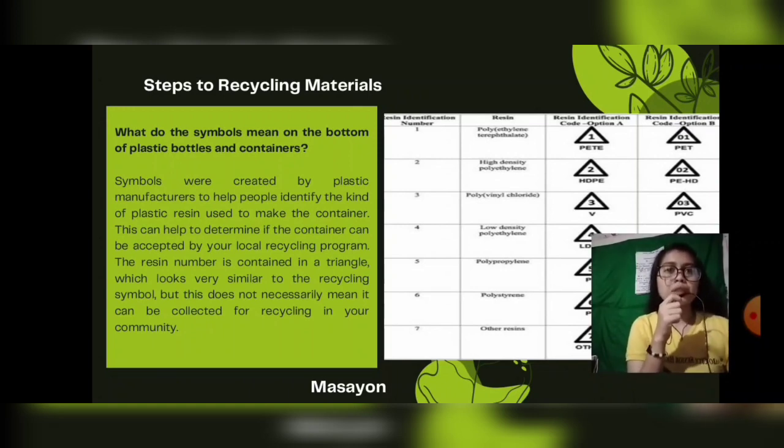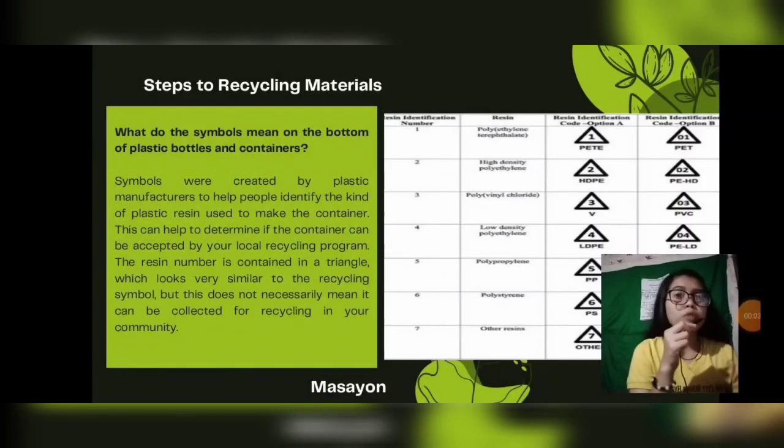The resin number is contained in a triangle which looks very similar to the recycling symbol, but this does not necessarily mean it can be collected for recycling in your community. This is one of the reasons why we need to know the different symbols on plastic bottles, because some plastics cannot be recycled since they have toxic substances present. That's why we really need to know those symbols, because we might recycle them and the toxic substances are in there. So what will happen? It becomes harmful to our health.